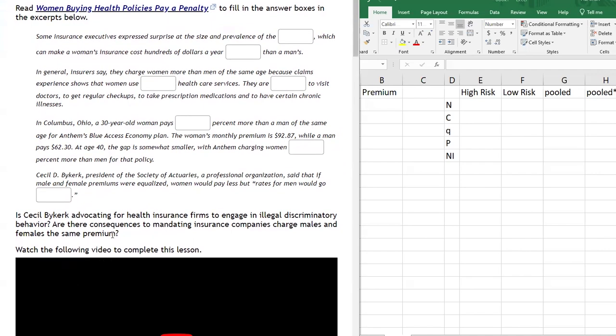Is this guy, the president of the Society of Actuaries, advocating for health insurance firms to engage in illegal discriminatory behavior? Are there consequences to mandating insurance companies charge males and females the same premium? Should young people pay the same health insurance premium as older people in their 40s and 50s? Is it fair to ask them to pay more so the older people can pay less?